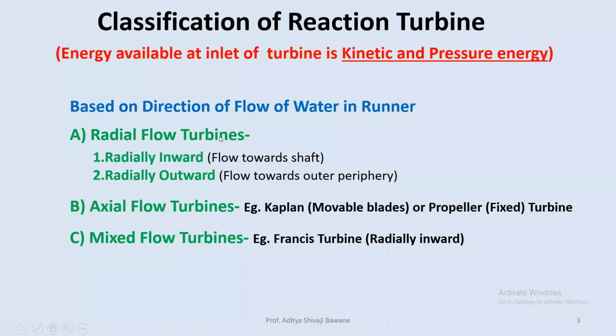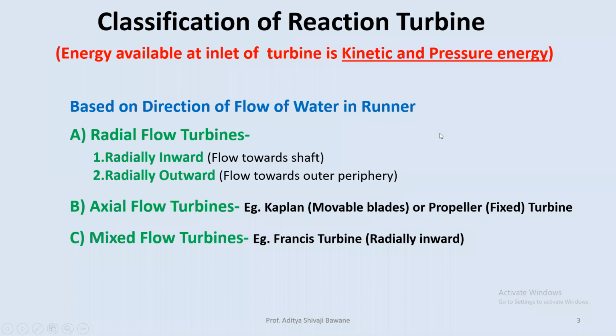First one is the radial flow turbine. In the case of radial, there is radial inward and radial outward. Let us say there is a disc in which water is coming from outside towards the shaft; that is a radially inward turbine. And if the water comes out from the shaft and moves towards the periphery, it is called an outward flow turbine.